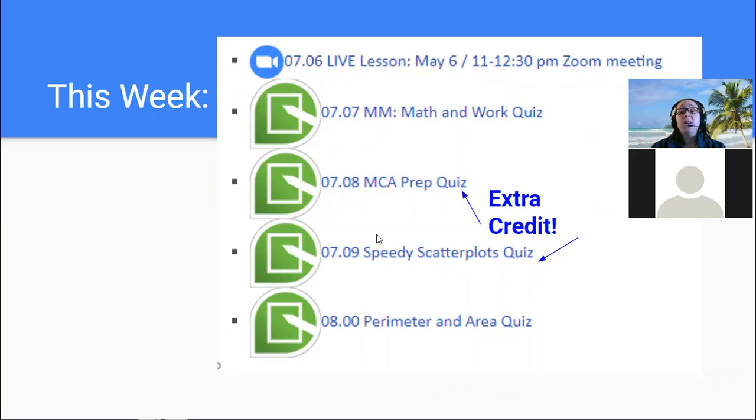There are 4 assignments, technically 5 on your to-do list, but it doesn't really show up on there because 2 of those assignments, the MCA prep quiz and the speedy scatter plots quiz, are extra credit. So it's a really good opportunity to get some extra points, but technically all that's due this week is 1 math mindset assignment and then perimeter and area. That's it. It's not too bad. You can totally do it. Half of you have already turned in your perimeter and area assignment, so you're done. If that is you, I highly recommend doing this.